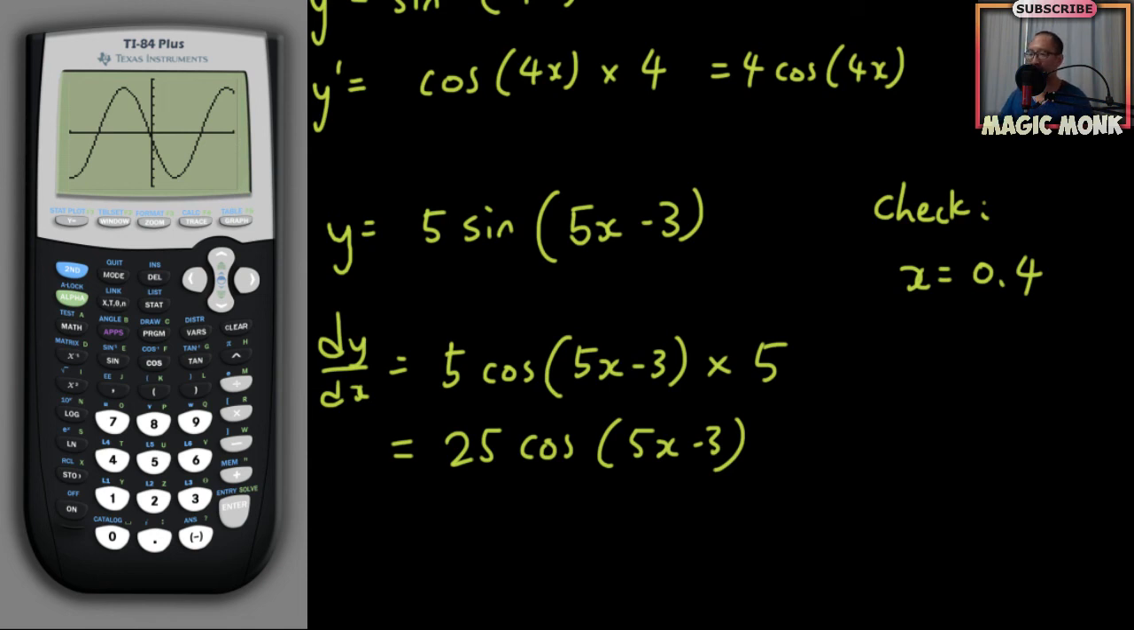So now what I'm going to do is test that out. So if I go second calc and then I go to dy over dx, and then I put in x is 0.4, I put it in there, and then I've got the gradient 13.507. So let's just write that down.